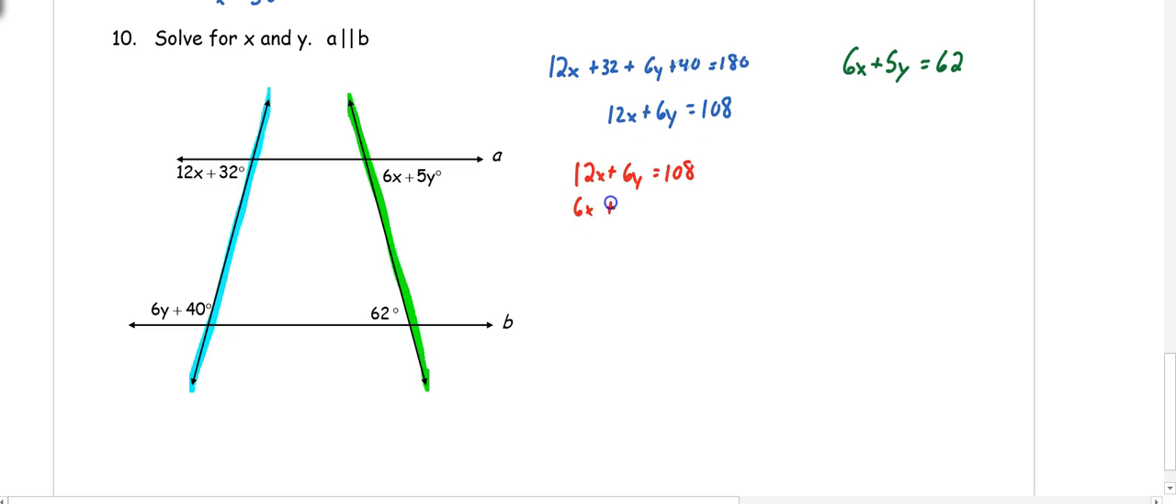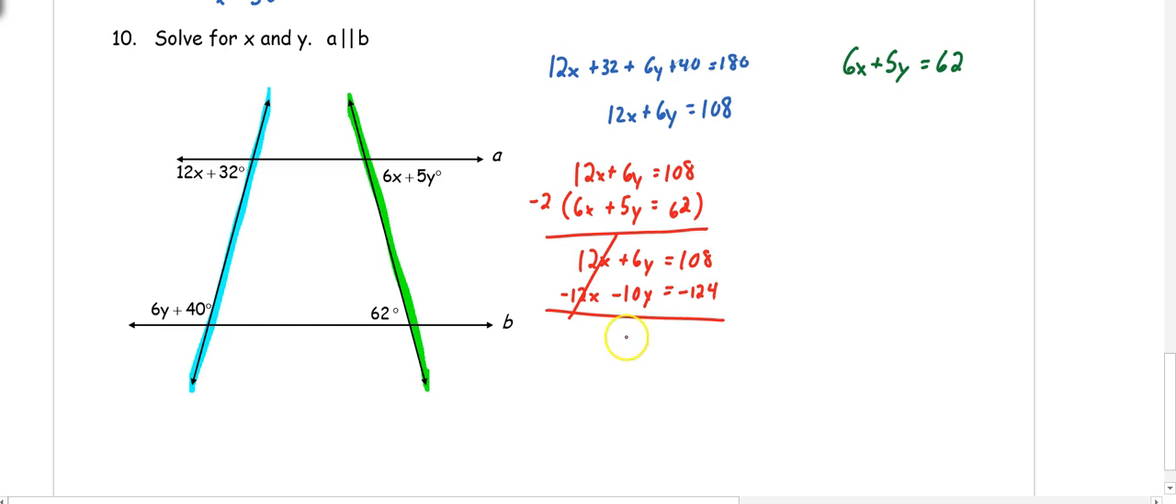To use elimination, I think it's easier for me to eliminate my x's if I multiply the second equation by -2. So the first equation stays the same. The second equation, everything gets multiplied by -2. So -12x minus 10y is equal to -124. So my x's cancel out and I'm left with -4y is equal to -16. And when we divide by -4, we get y is 4.